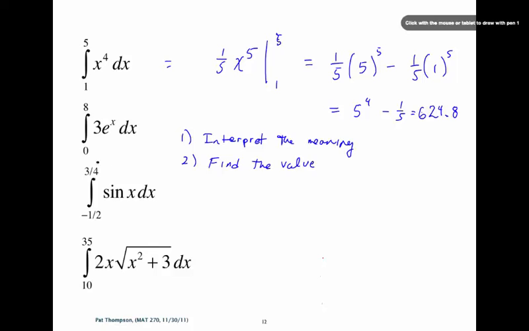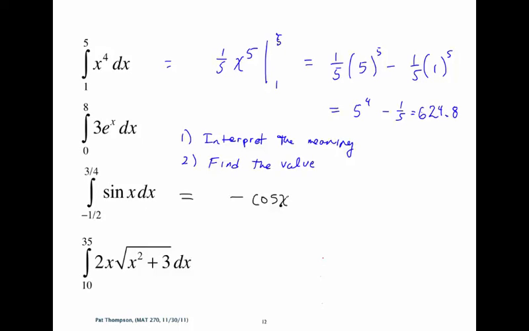Well said. Did you hear that? So it's the total change of some quantity as x changes from negative 1/2 to 3/4, where that quantity's rate of change is sine x. The total change of the quantity. Okay? Antiderivative. So to do it, we want the antiderivative, which is?